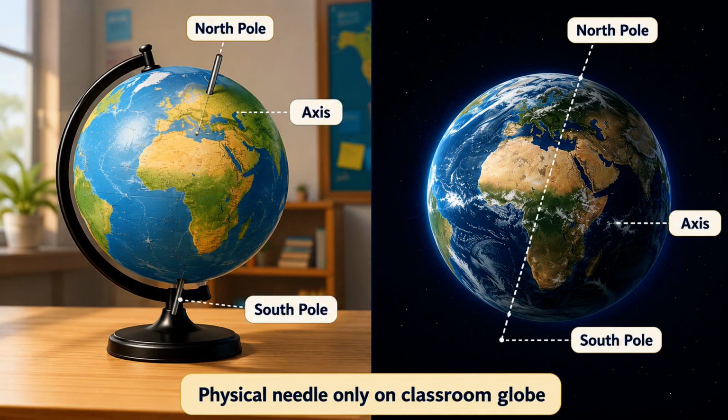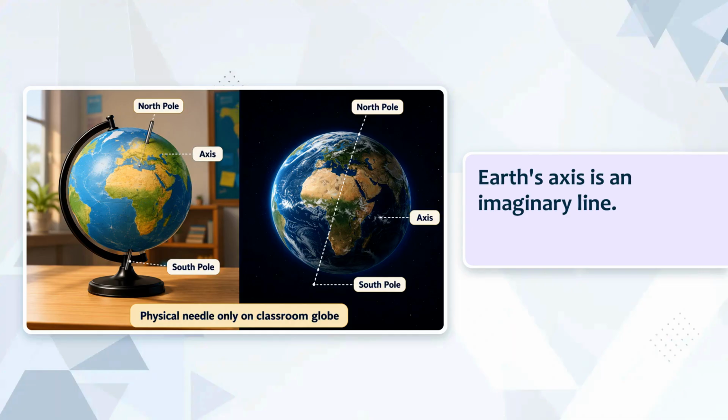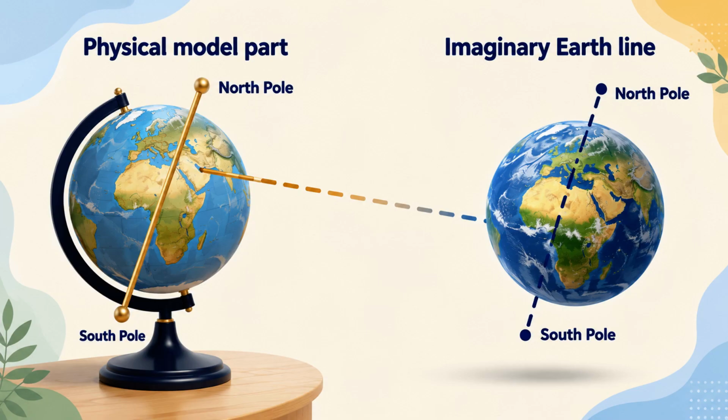The axis is an imaginary line through the Earth's center, with the North Pole and South Pole at its ends. A classroom globe may have a supporting needle, but no real rod passes through Earth. The solid and dashed lines must not be confused. Earth's axis is an imaginary line. A classroom globe uses a physical needle only to show that idea. The globe stand makes the axis easy to see, but the axis is an idea rather than a physical object.